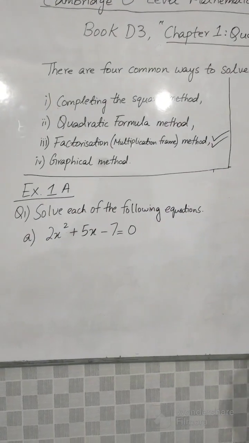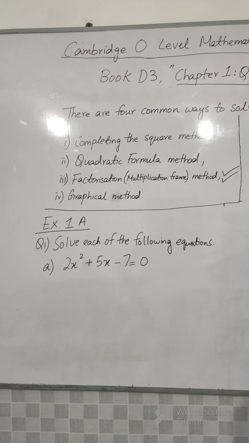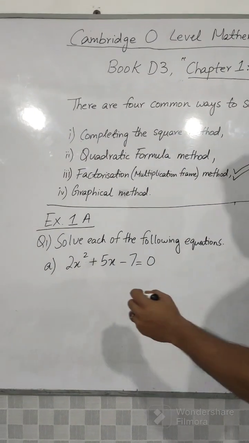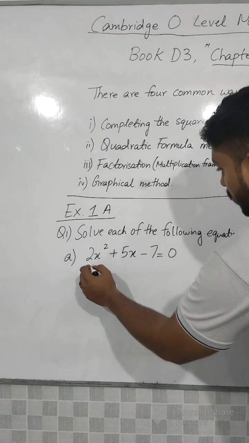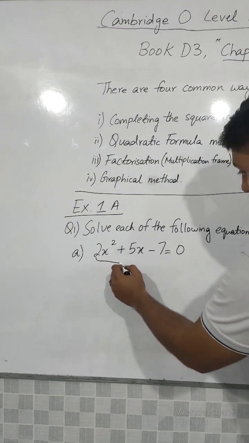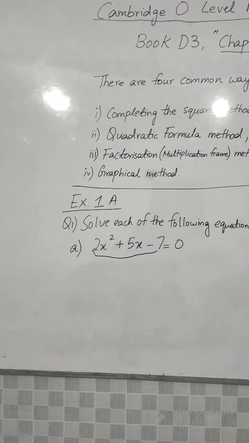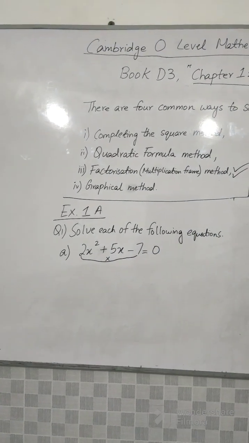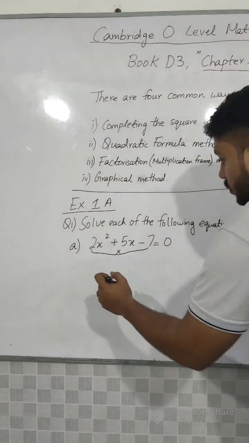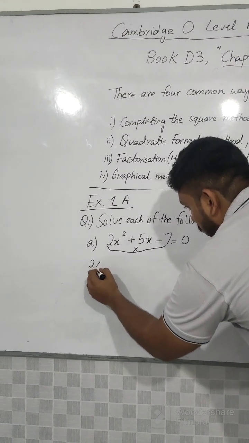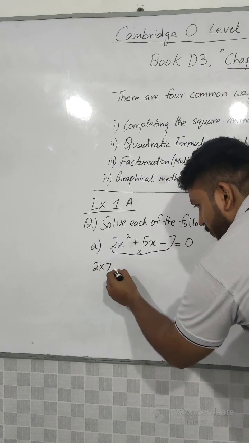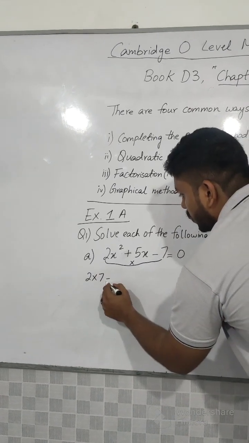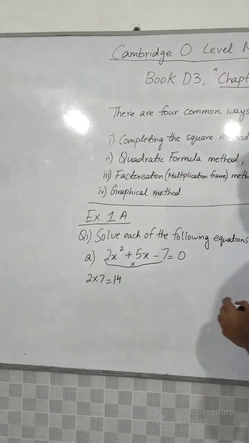2x square plus 5x minus 7. So how to solve this using factorization or multiplication frame method? First of all, we'll be multiplying the first number and the last number. Which gives you 2 times 7 or 2 times negative 7, you can write both the things. 2 times 7 gives you 14.